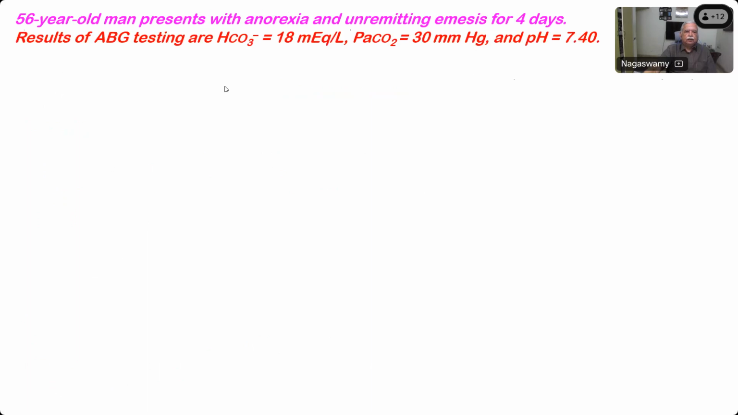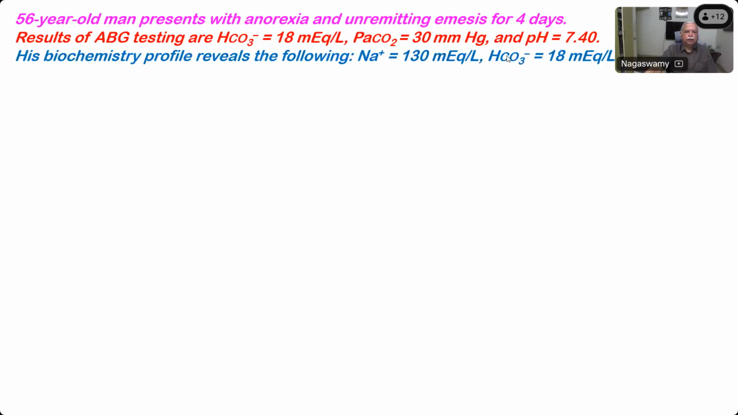Now, the 56-year-old man presents with anorexia and unremitting vomiting for 4 years. Results of ABG: bicarb 18, PaCO2 30, and pH 7.4. The biochemistry profile is showing sodium 130, bicarb 18. What is this acid-base disturbance and what is this anion gap?